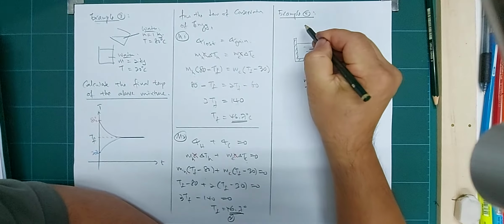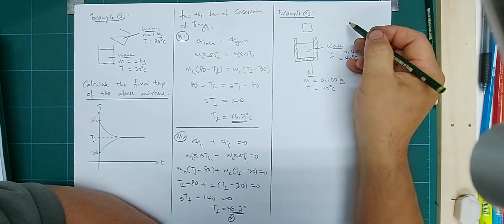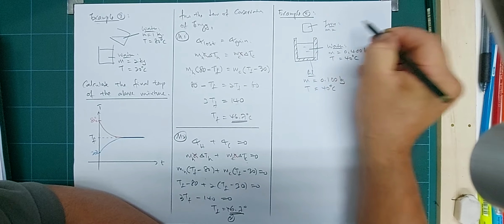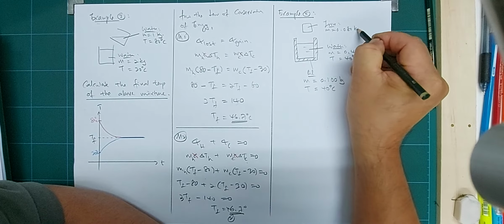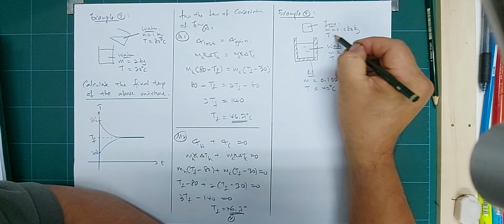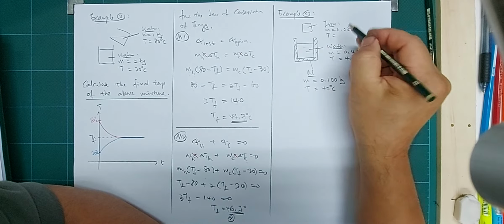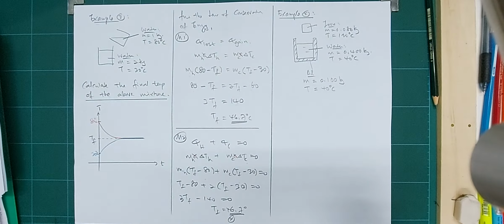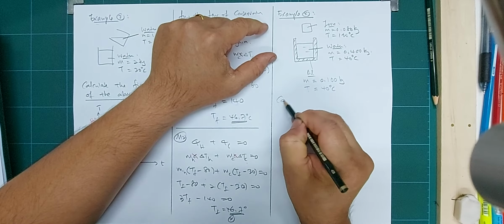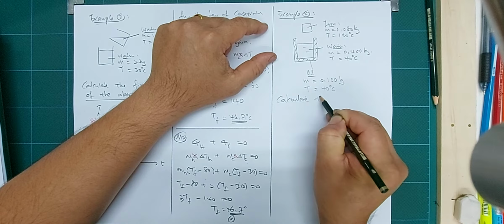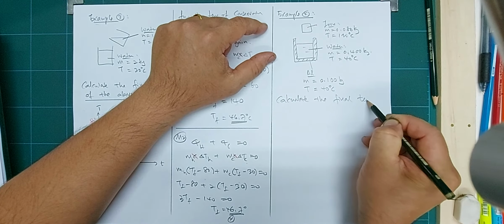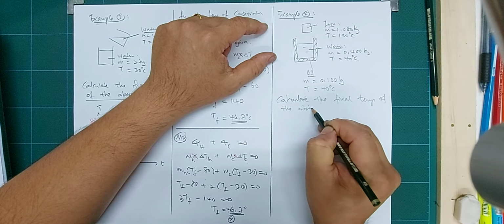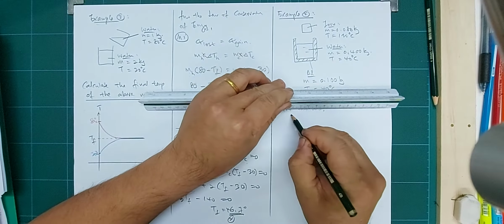Now we drop a piece of hot iron ingot. This one is, let's say, hot iron. The mass of this hot iron is 0.080 kilogram, only 80 gram, and the temperature initially is, let's say, 120 degrees Celsius. So the question is, calculate the final temperature of the mixture.